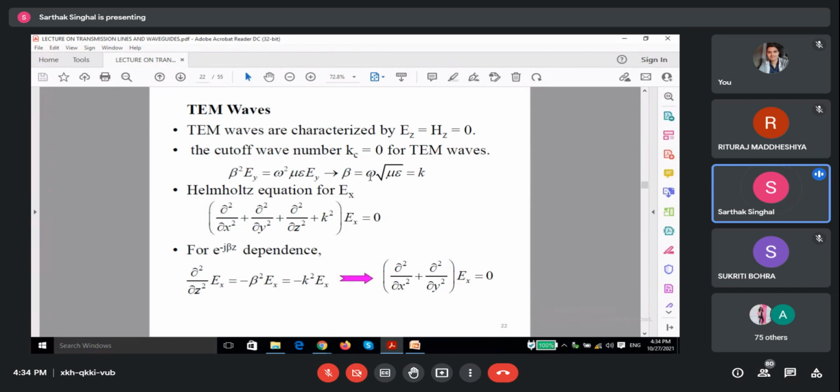So for TEM wave, your cutoff wave number will be zero. That is Kc will be zero, and beta will be equal to K.